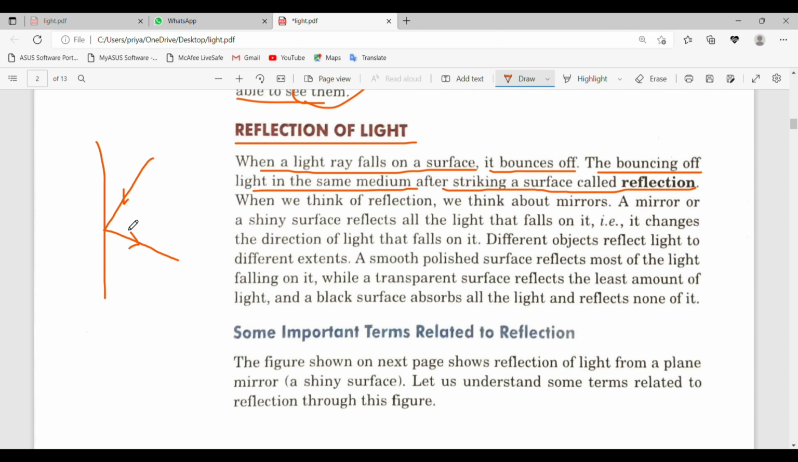This shows reflection of light. This phenomenon of bouncing off of the light in the same medium after striking a surface is called reflection of light. When we think about reflection, obviously the thing which comes to our mind is a mirror. This is a mirror, the polished surface of the mirror.